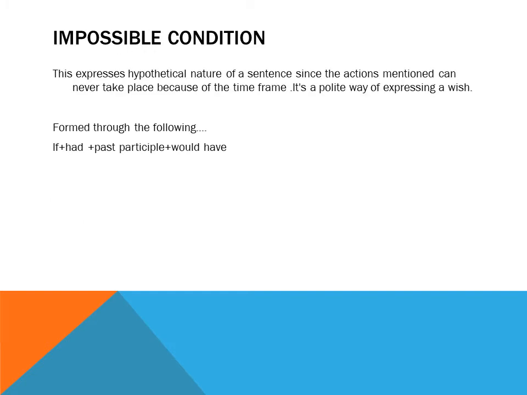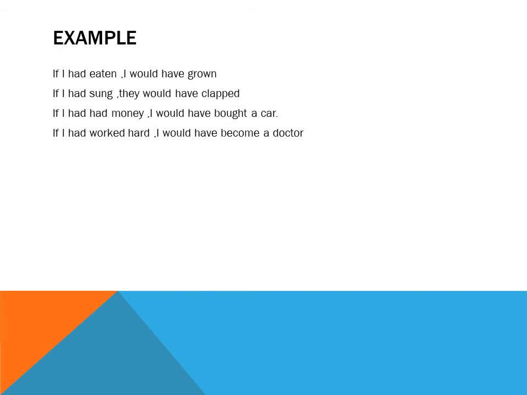Let's go to the last type of condition, and this is the impossible condition. This expresses the hypothetical nature of a sentence since the action mentioned can never take place because of the time frame. It is kind of a polite way of expressing a wish. Remember, it is formed by if plus had plus a past participle plus would have. Let me repeat. It is formed by if plus had plus past participle plus would have. That will give us the impossible condition.